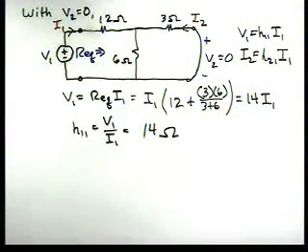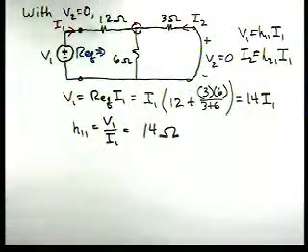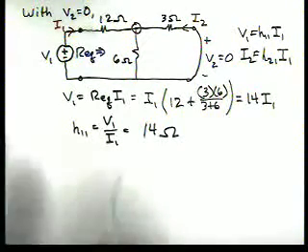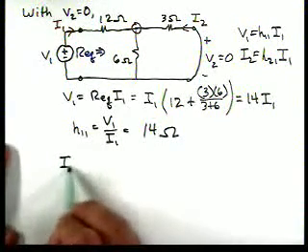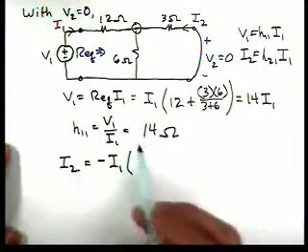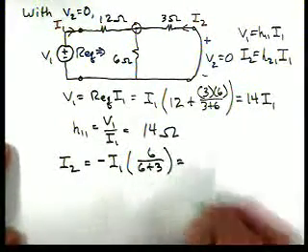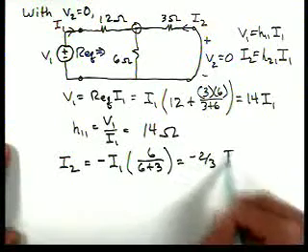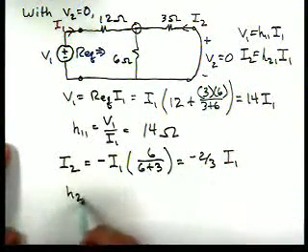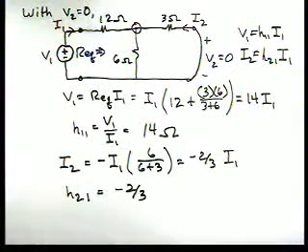Now, let's go in and look at basically doing a current divider here at this node. And if I do a current divider, I would get I2 is minus I1. And I want the current through the 3, so I have 6 over 6 plus 3, which is minus 2/3 I1. So then H21 is minus 2/3. Okay, so that gets us two parameters.